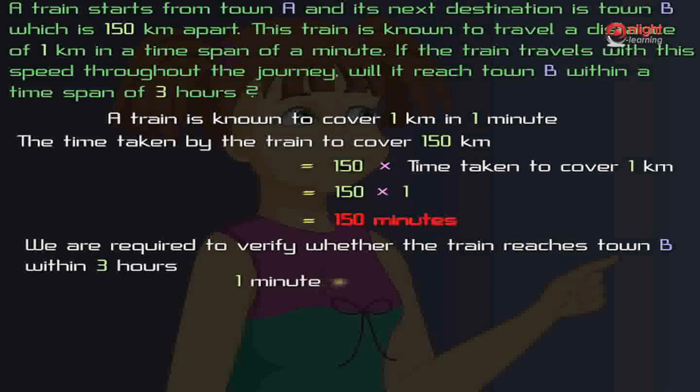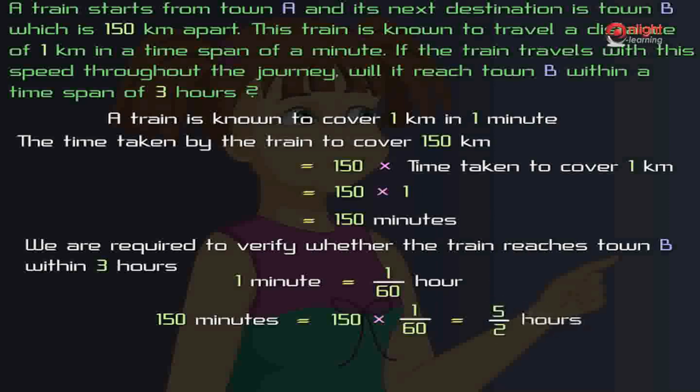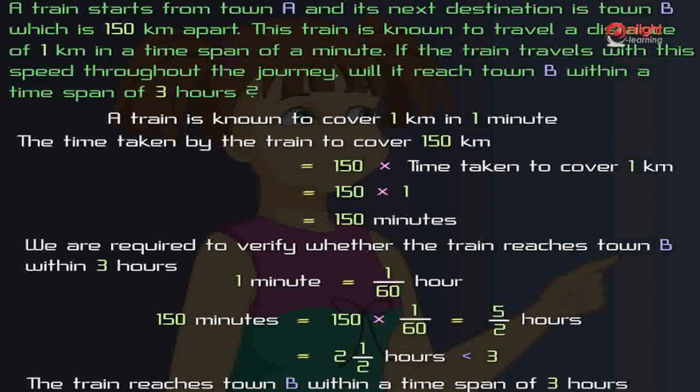1 minute is equal to 1 divided by 60 of an hour. Hence, 150 minutes is equal to 150 multiplied by 1 divided by 60 is equal to 5 divided by 2 hours is equal to 2.5 hours. 2.5 is less than 3. Hence, the train reaches town B within a time span of 3 hours.